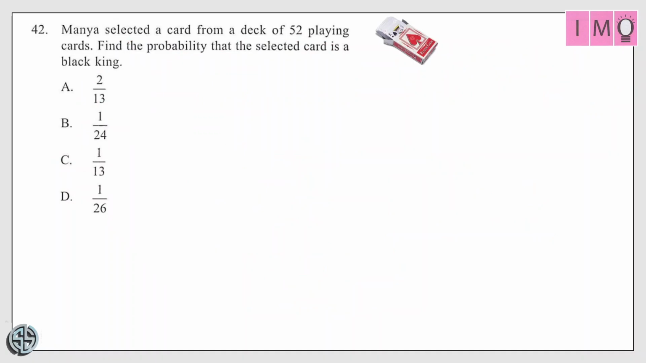Now the next question is, Manya selected a card from a deck of 52 playing cards, right? Find the probability that the selected card is a black king. This is a deck of cards in which 52 cards are there. So for solving this question, you must be aware how many cards are of black color and how many cards are red color, right?